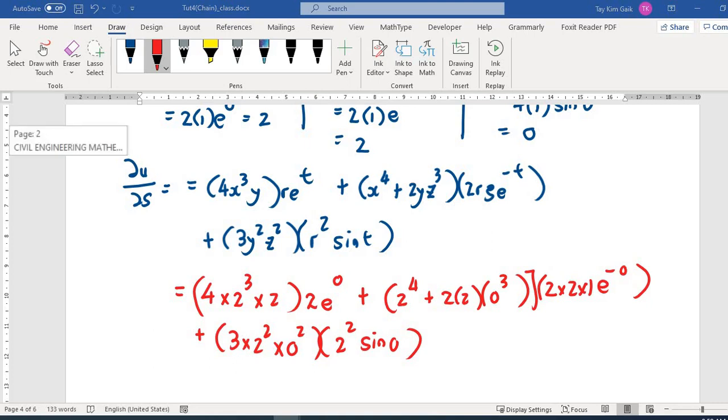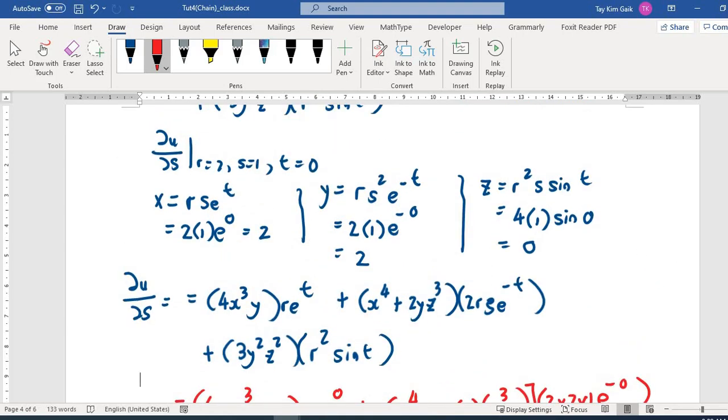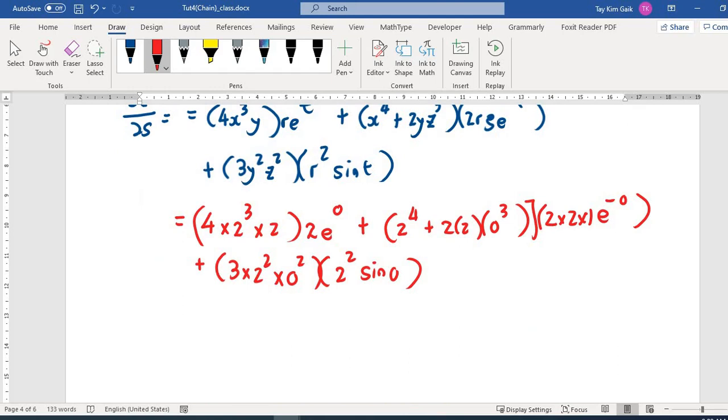Okay, and then you simplify it. Okay, you evaluate it. This term times 0, this one 0, this term 0. So the whole term here is 0. So exponent 0, this is 1.